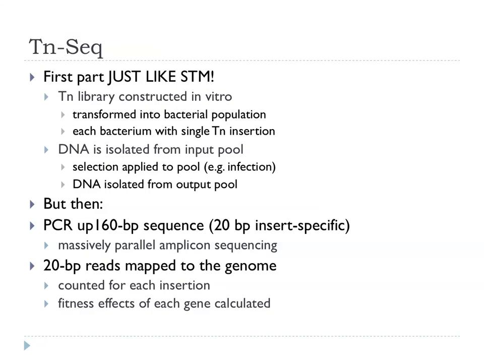The first part is just like STM. You make a transposon library constructed in vitro, in the laboratory, transformed into the bacterial population. Each bacterium will have a single transposon insertion. That's just part of the way you set it up and the way the transposons work. You then take a pool of those mutants and isolate DNA from that input pool. You then apply some kind of selection to the pool.